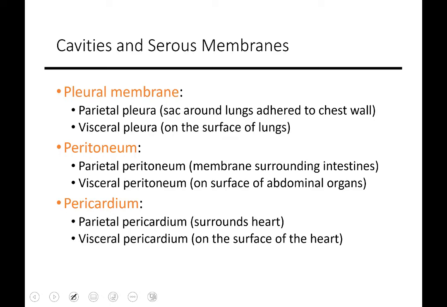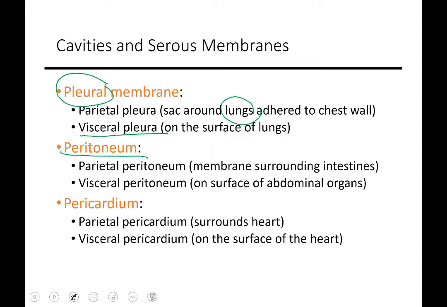The pleural membrane that we see here is going to be around the lungs. The visceral pleura is going to be touching the lung directly, where the parietal pleura is going to be this sac around the lung that, if you were to open up somebody's chest, you could touch and see. The visceral pleura is just on the surface of the lungs. It just seems like it's the lungs.